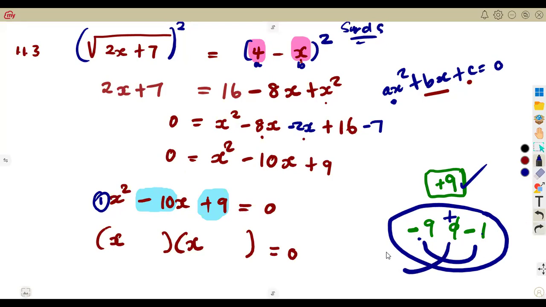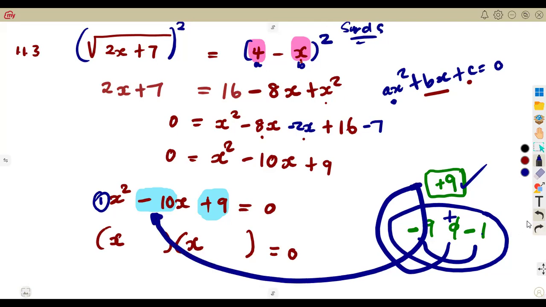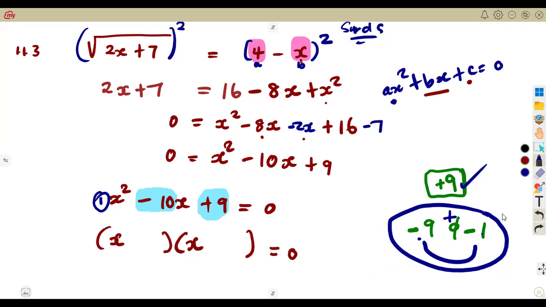It must satisfy these two conditions. The product must give you this. The sum must give you this. Not to say it satisfies one condition. No, it must satisfy both conditions. The product must be this. The sum must be that. If one fails, guys, it's wrong. That is why we call this trial and error.